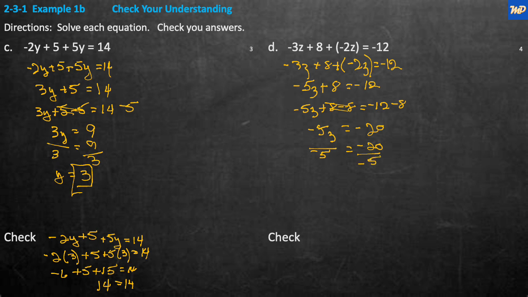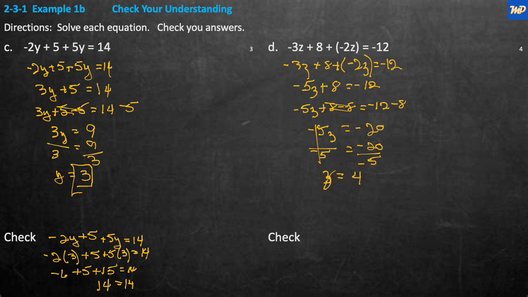And when we do that, these 5's cancel, and we're left with z, and that equals negative 20 divided by negative 5, which is 4. A negative divided by a negative is positive. So z, although that z looks like a 3, z equals 4.